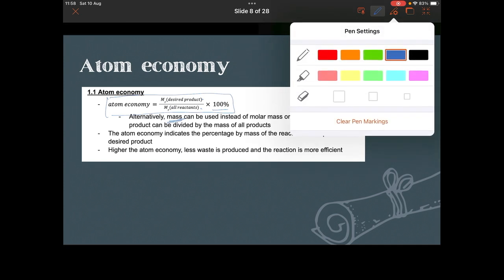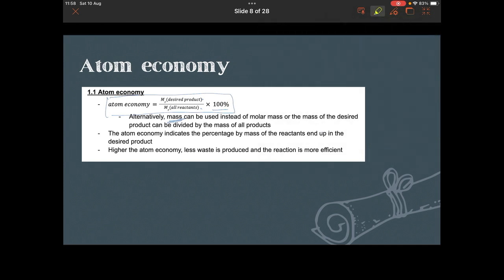And basically what the atom economy tells us is that it indicates the percentage by mass of all the reactants that end up in the desired product. So the higher the atom economy, the less waste is produced, and the reaction is more efficient. Right, so this actually brings us to the end of topic 1.1.